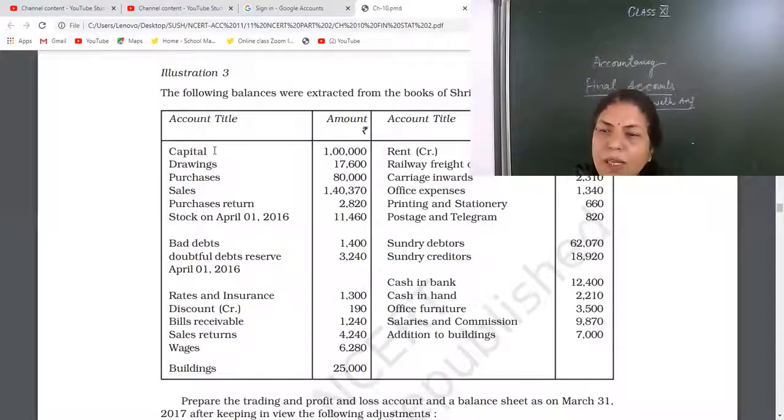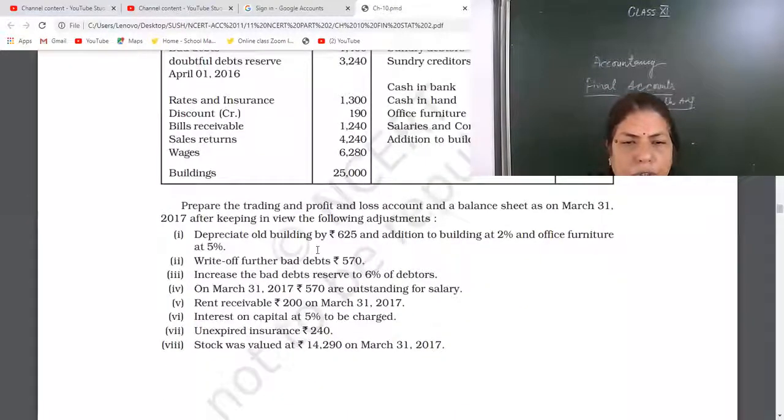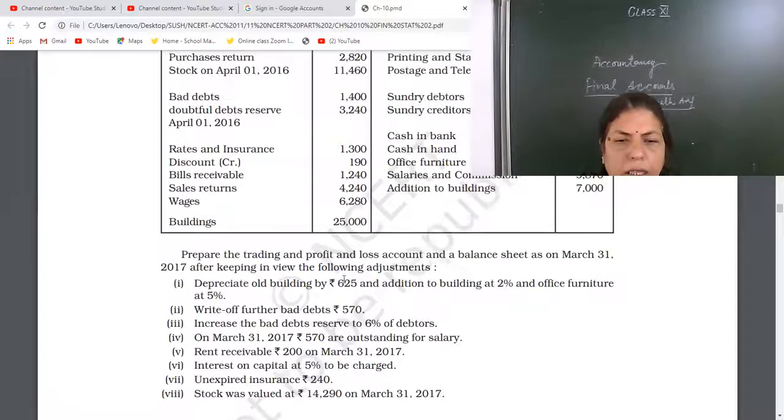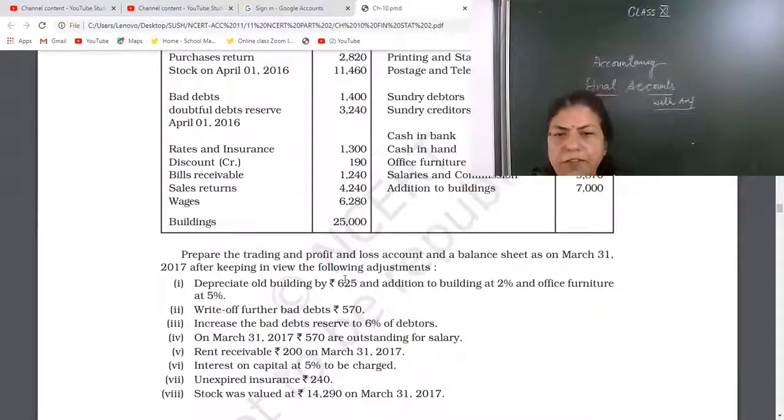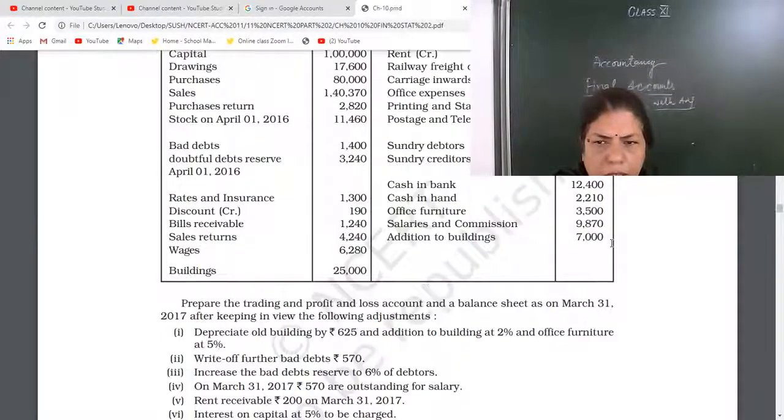This is also an asset. Now come to the adjustment side. First of all, it's very easy if you write in front of each adjustment or item. Depreciation on old building, price 25. It is given clearly. Addition at 2% means here you will write 2% of 7,000.